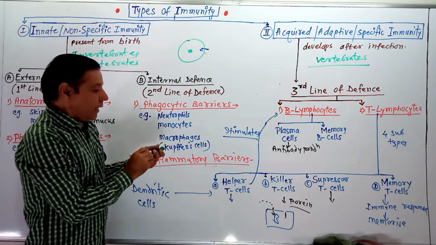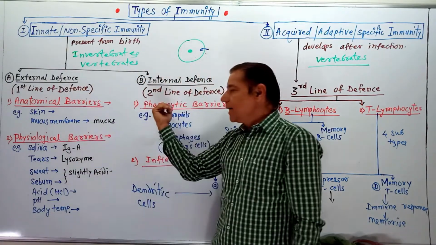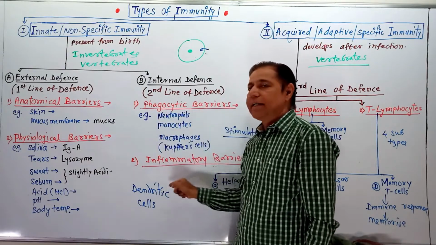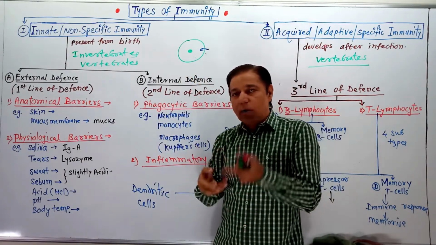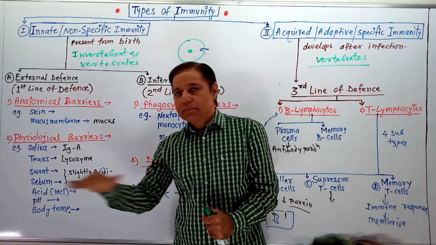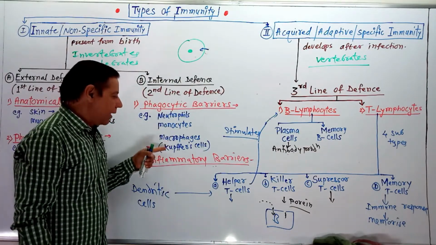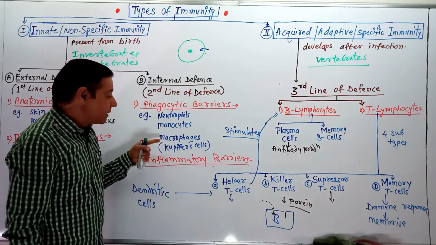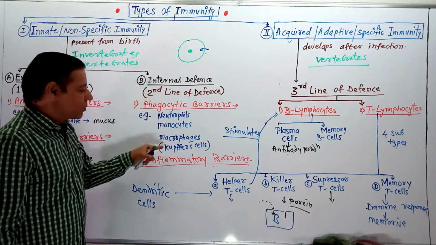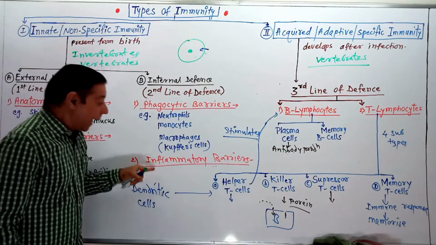Okay, in this way, if the pathogen crosses the first line of defense and enters inside the body, then there is a second line of defense in the form of phagocytic and inflammatory barriers. The phagocytic barrier allows phagocytosis of the pathogens so as to kill and control them. Neutrophils and monocytes are blood cells which destroy the pathogens. Similarly, the histiocytes, macrophages, and Kupffer cells also destroy the microbes present in the body if they enter. Then the second barrier in the second line of defense is the inflammatory barrier.